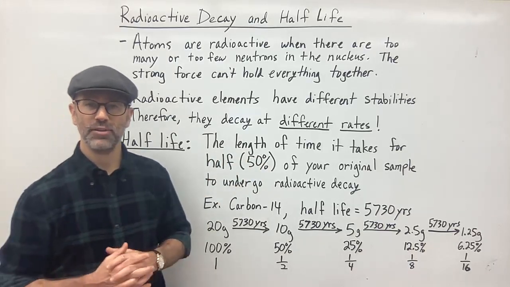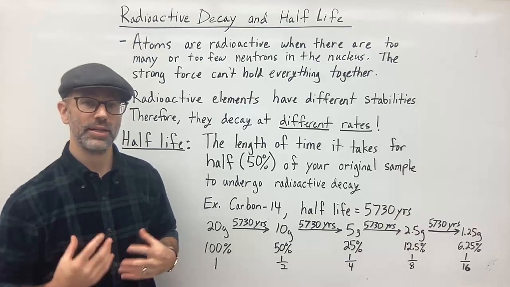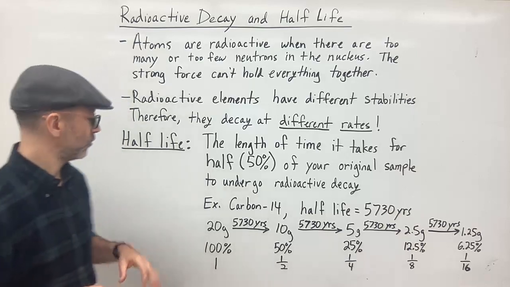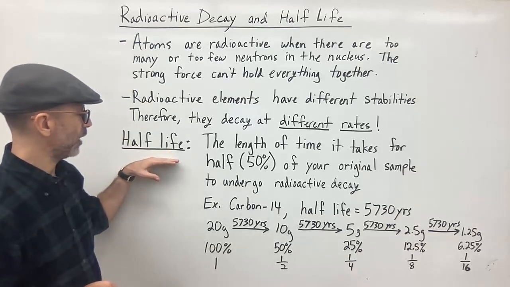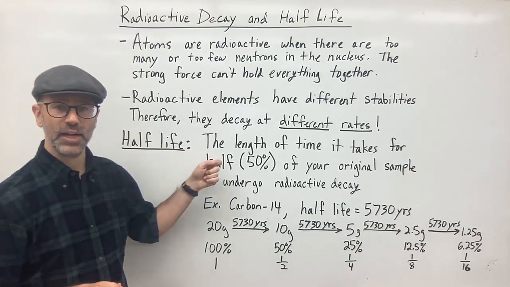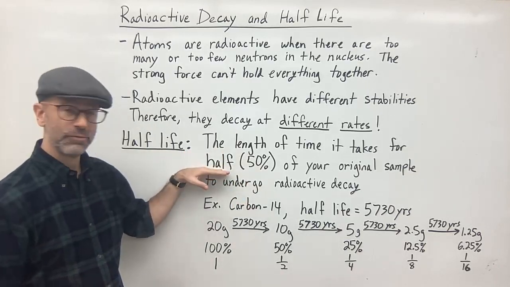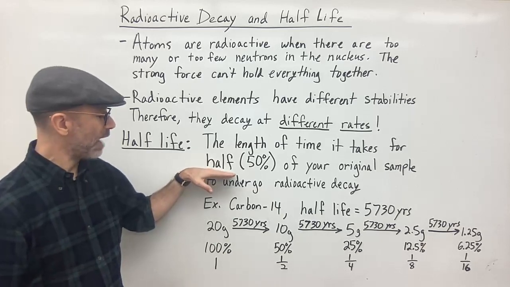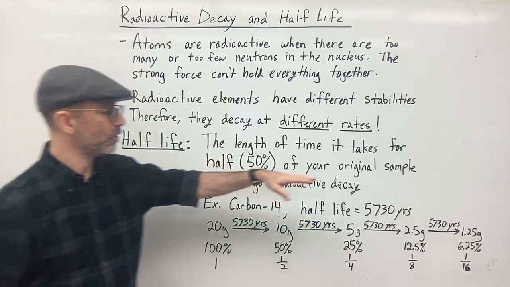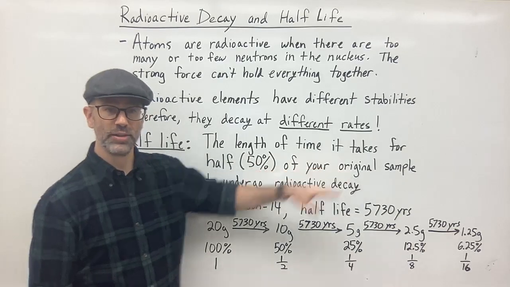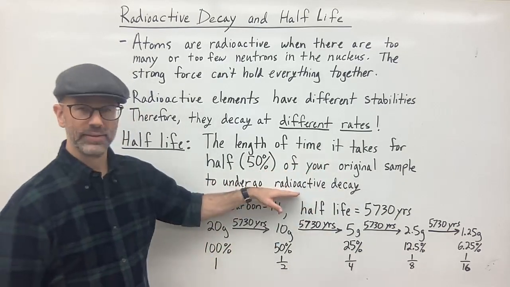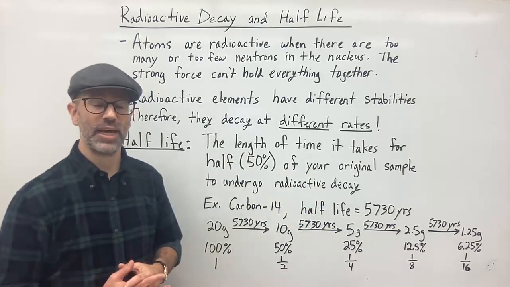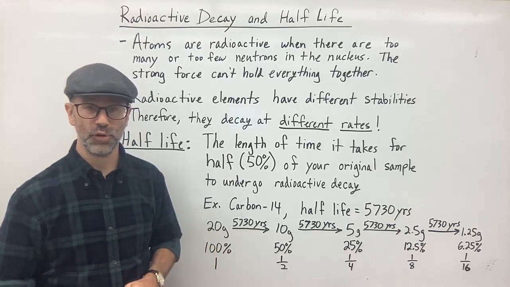The half-life is a measure of how quickly something is going to decay. And here's the definition of a half-life. It's the length of time that it takes for half, hence half-life, or 50% of your original sample that you started with to undergo radioactive decay. Basically, what that's saying is half of your sample is going to be gone.